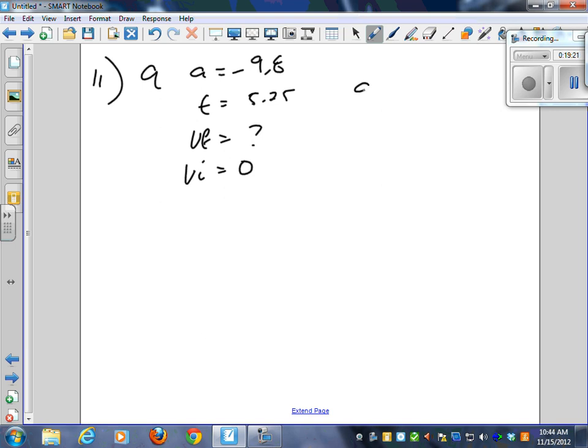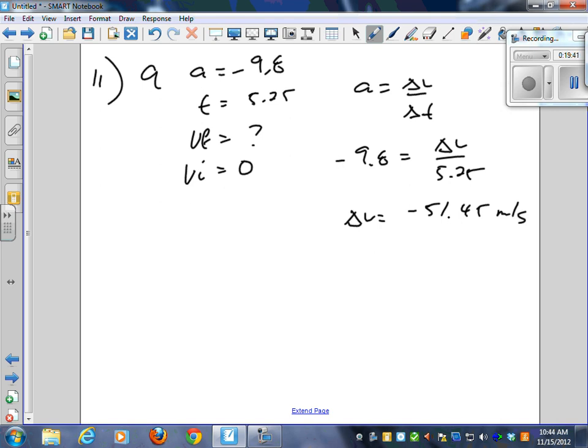So this one here, I'm a little bit of a stinker on. Minus 9.8 is delta V over 5.25, and then you write delta V is equal to minus 51.45 meters per second, but because it's 2 marks, that should be an indication to you, Connor, that I'm looking for something else. What am I looking for? I'm looking for the realization that VF then is minus 51.45.